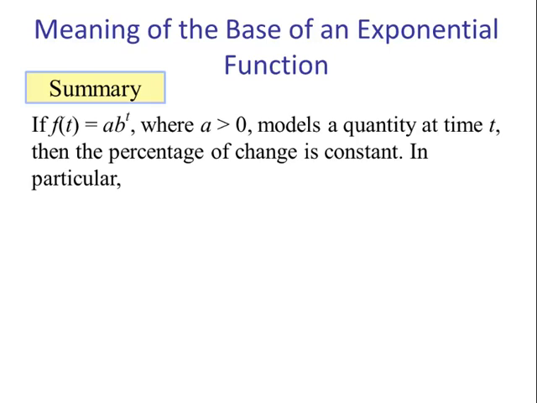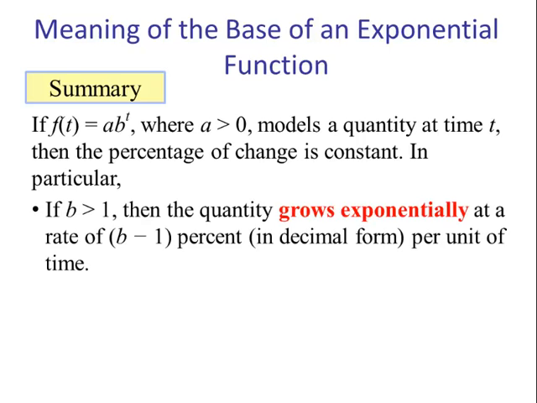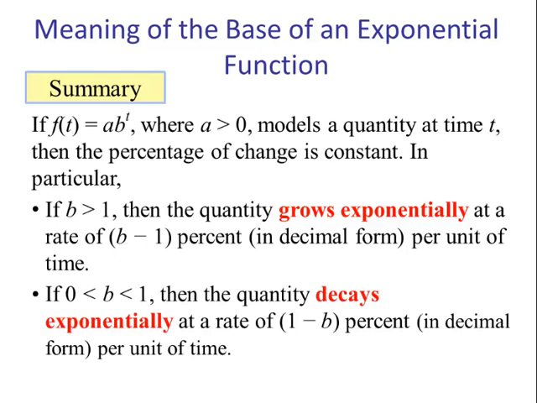Summary. If f of t equals a times b to the t power, where a is greater than 0, models a quantity at time t, then the percentage of change is constant. In particular, if b is greater than 1, then the quantity grows exponentially at a rate of b minus 1, in decimal form, per unit of time. If b is in between 0 and 1, then the quantity decays exponentially at a rate of 1 minus b, in decimal form, per unit of time. Now we'll do some examples of this to illustrate these points.